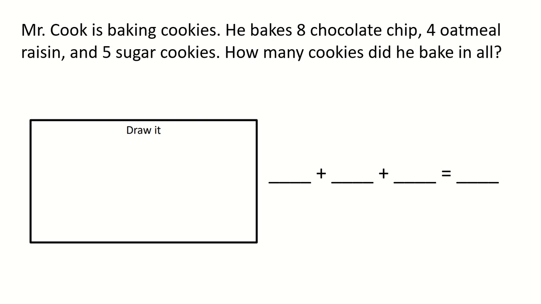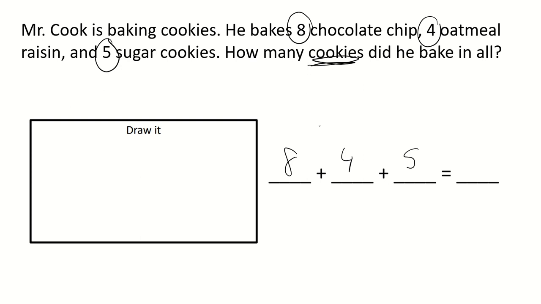This one says, Mr. Cook is baking cookies. He bakes 8 chocolate chip, 4 oatmeal raisin, and 5 sugar cookies. How many cookies did he bake in all? So we're talking about cookies here. Let's go back up and try to find our information. He's baking 8 cookies first. He's baking 4, and then 5. So I have those circled so I can put them down here in my number sentence. The first addend is 8. The next one is 4, and the next one is 5.